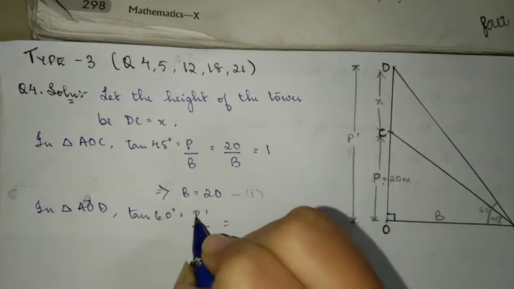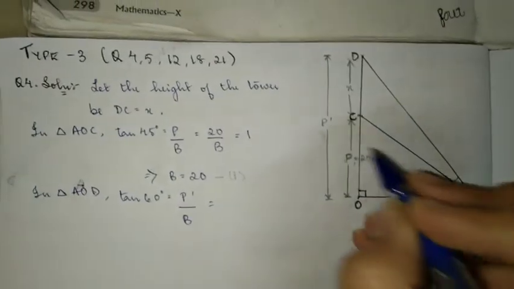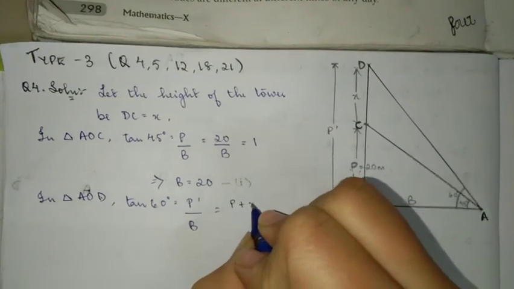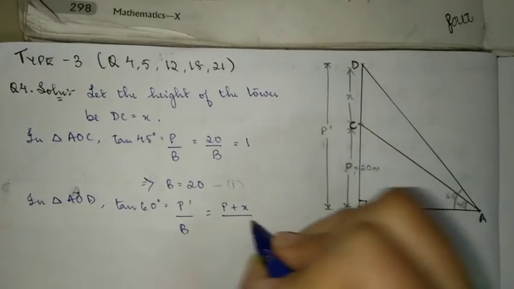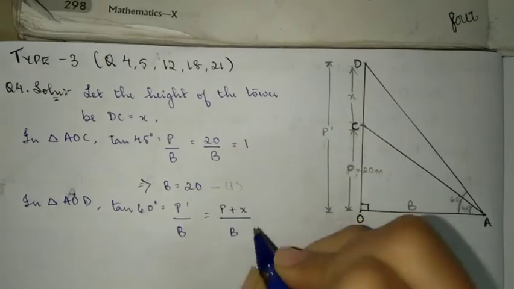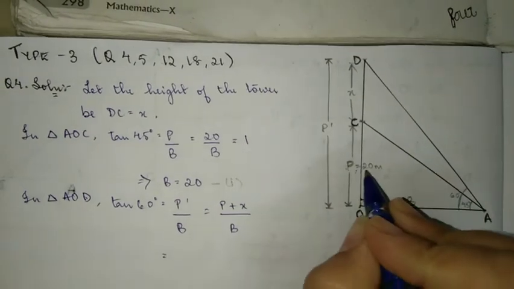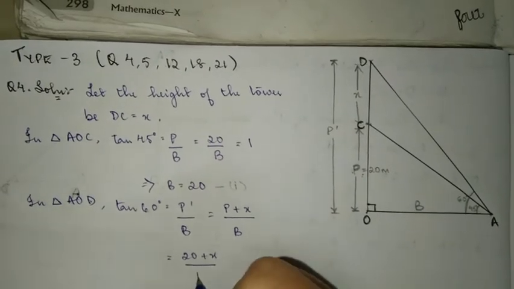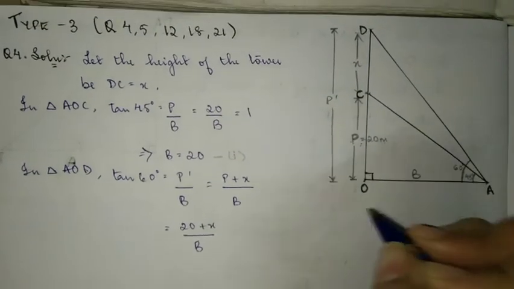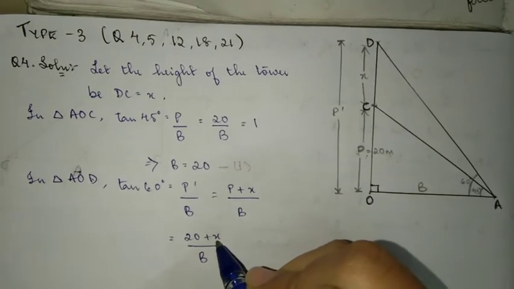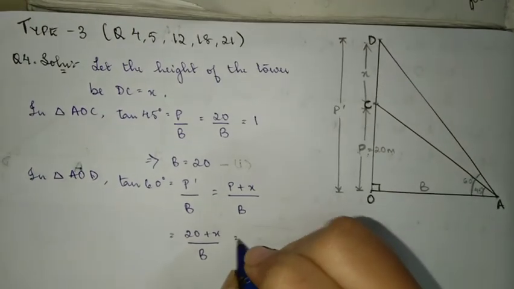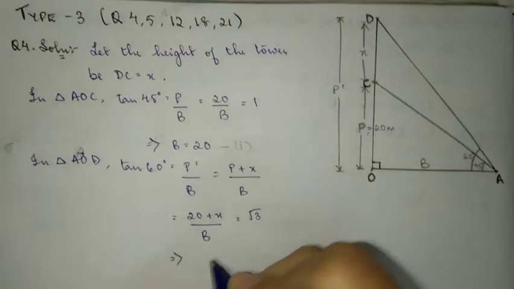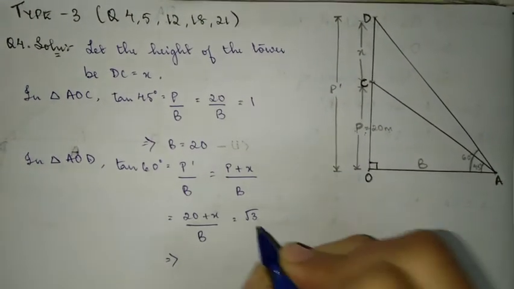Now we know p dash is the smaller p plus x, right. P plus x is p dash by b, okay. We also know that p is 20, so we have 20 plus x by b, okay. And tan 60 degree, we already learned that tan 60 degree is root 3. So after you cross multiply, b goes to that side, root 3 comes here.